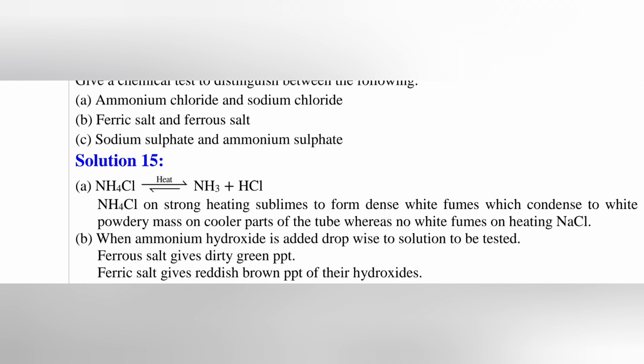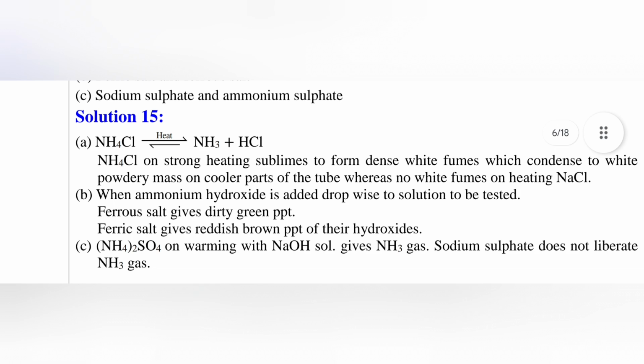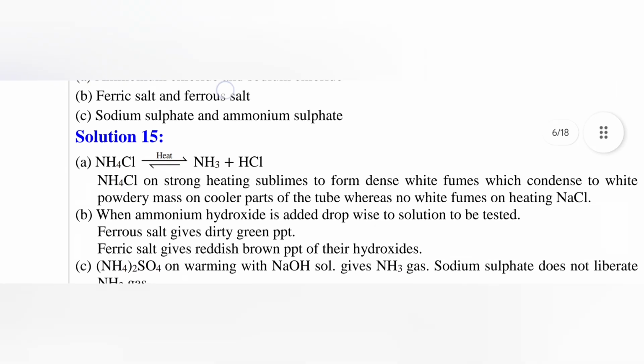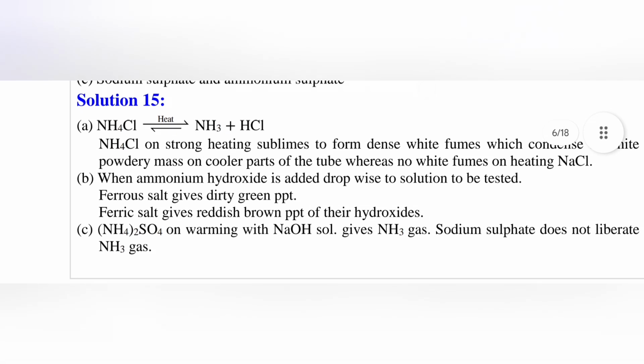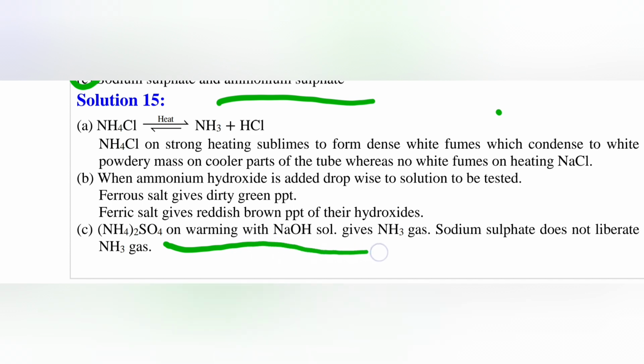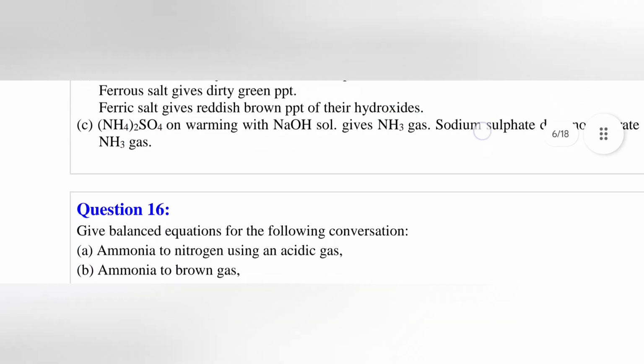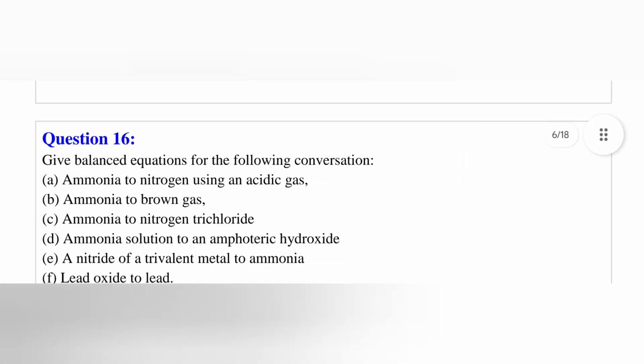Ferric salt gives a reddish brown precipitate of hydroxide, while Fe2+ ferrous sulfate gives a dirty green precipitate of iron(II) hydroxide. Sodium sulfate and ammonium sulfate: ammonium sulfate warmed with NaOH solution gives ammonia gas, while sodium sulfate does not liberate ammonia gas. So this is the difference.